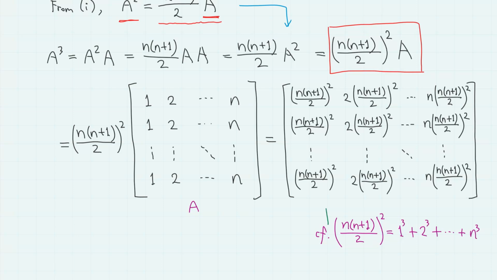Also, since there's this famous property that (n(n plus 1) over 2) squared is actually the formula for the sum of cubes of natural numbers, we can also write A cubed as 1 cubed plus 2 cubed plus so on, plus n cubed, times matrix A.